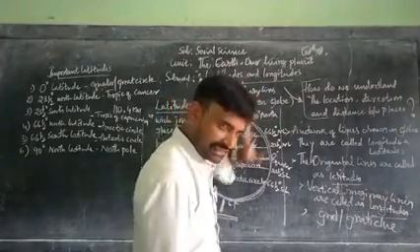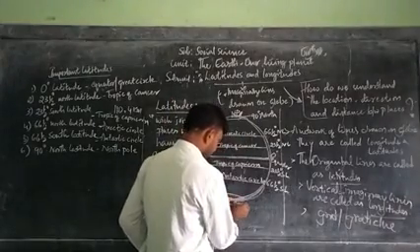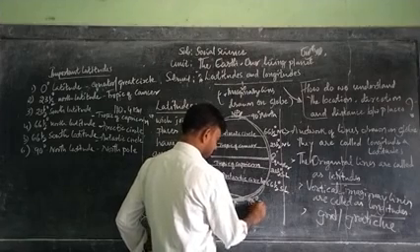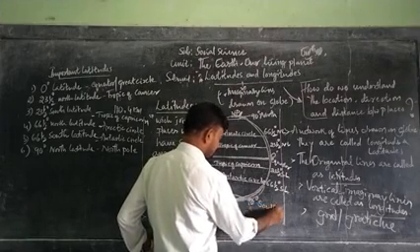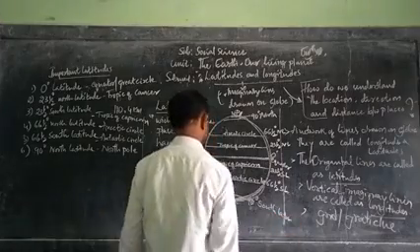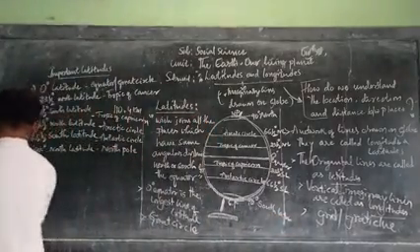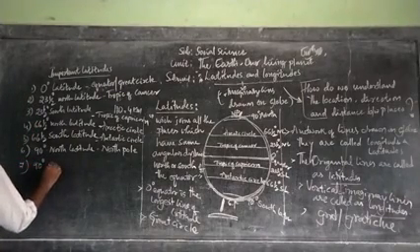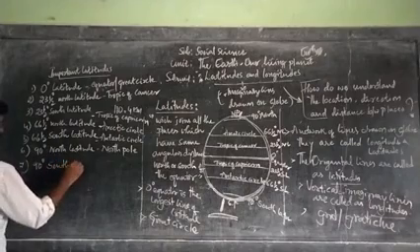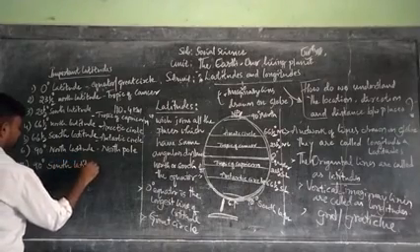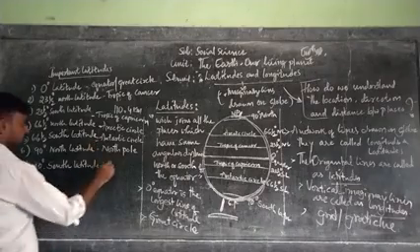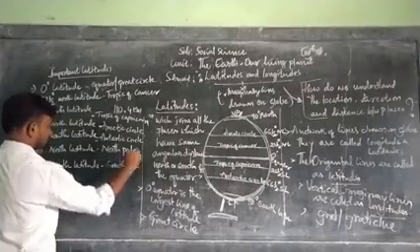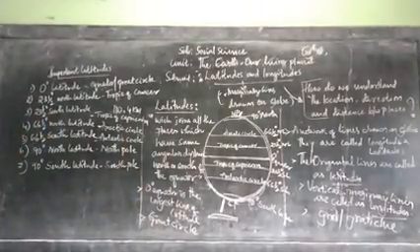In the same way, 90 degree south latitude is called the South Pole.